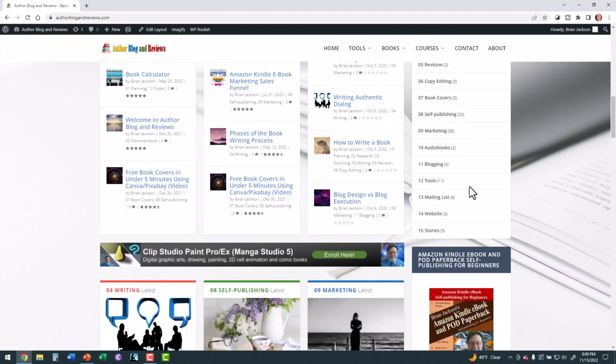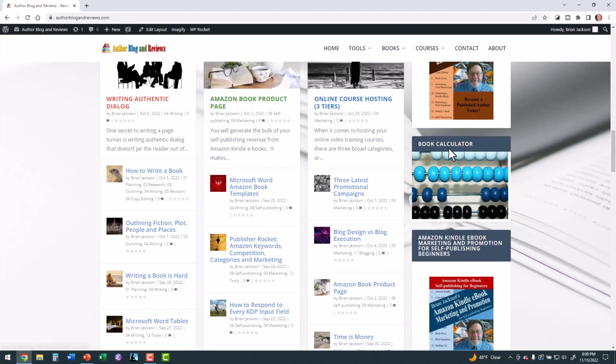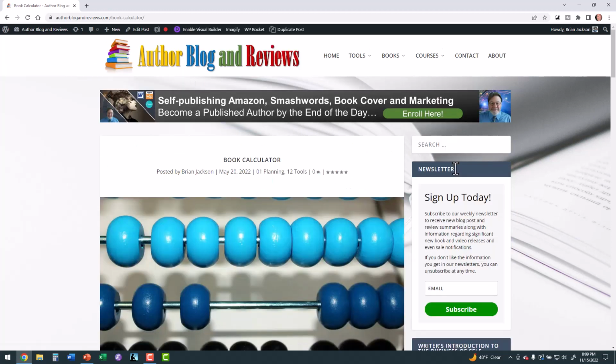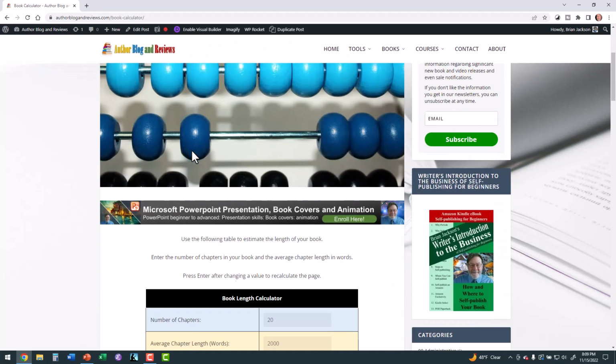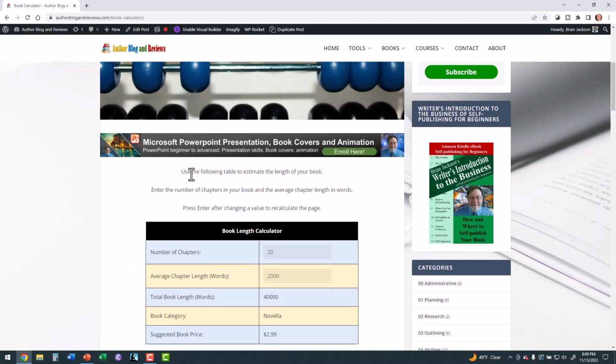Once you make it to the website, scroll down and look at the right side panel here and look for Book Calculator. When you see the icon for it, just go ahead and click on it. And these are the calculations that it can do. Now it has built-in instructions.